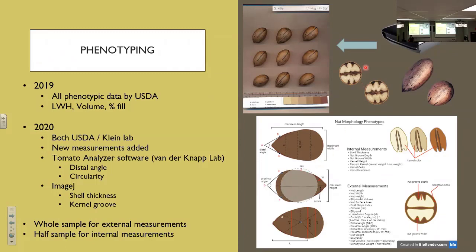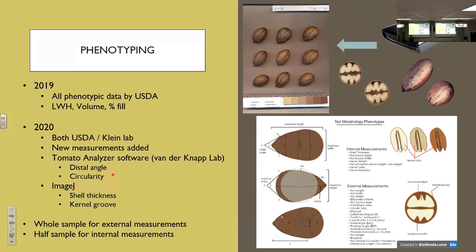And so I would have the nuts scanned through a scanner, which would generate this image for me. And then I could throw that into different analyzing softwares like Tomato Analyzer, which was developed, an imaging software used to look at the morphology of tomato, developed by the Vanderknapp lab from Ohio, who's done a bunch of great work in tomato morphology. And also using open source softwares like ImageJ.